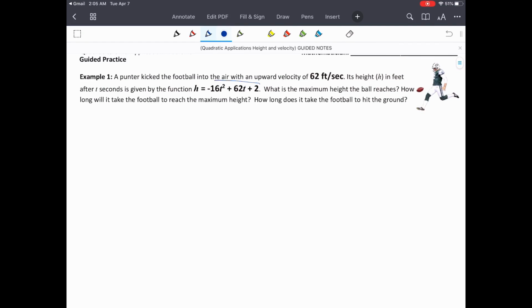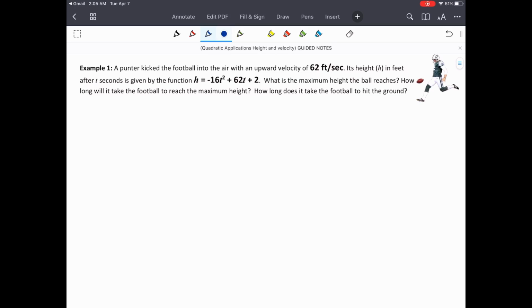have this, they're very similar looking. They have this negative 16t squared value as the leading coefficient. And that's how these turn out, but don't let that throw you off. Okay, so we've got the function h equals negative 16t squared plus 62t plus 2.